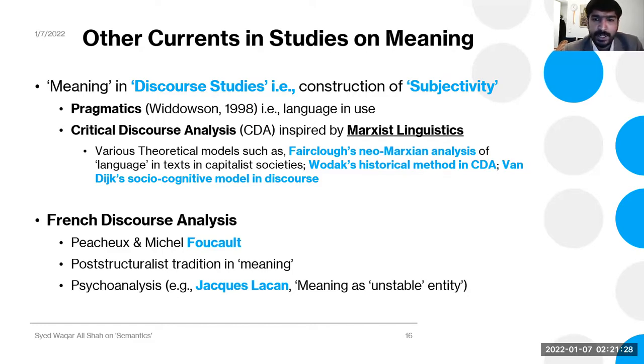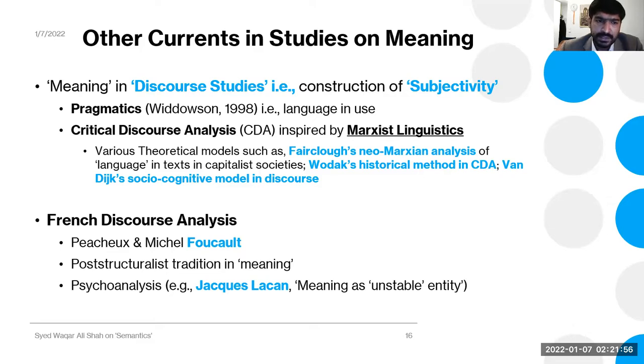Okay, so they believe that this subjectivity is constructed by different meanings, and meanings are actually produced in discourse. And what is discourse? We have different approaches. For example, one school of thought is pragmatics. For pragmatics, you will see that they look at meaning as language in use. So we have to see how meaning is used in a particular context only.